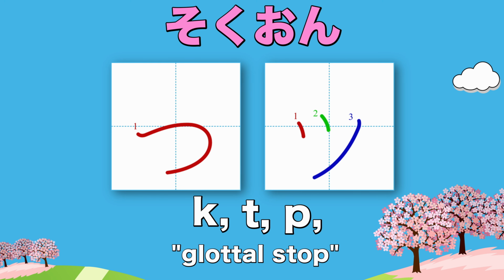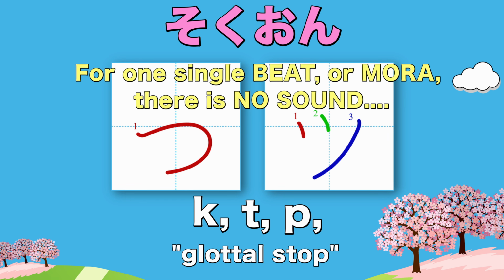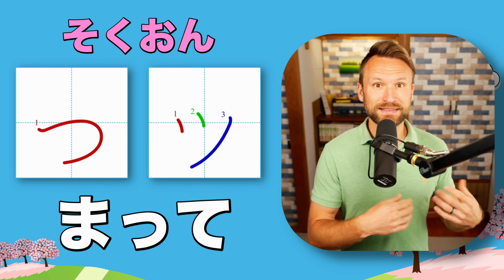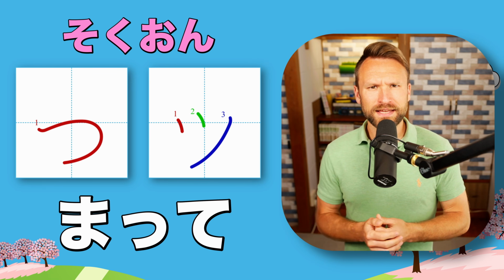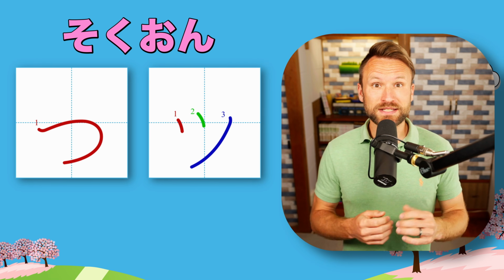like a glottal stop. In other words, for one single beat or mora, there's no sound. For example, 待って here's mate without it. 待て And now with it. 待って Did you hear the moment of silence before that te? That's what the small tsu does.